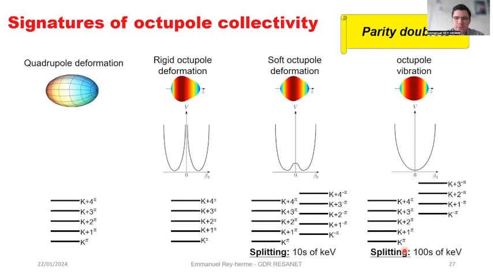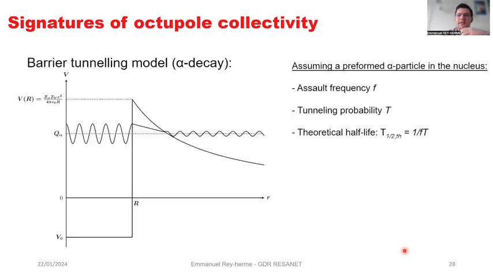The second signature we will need here, we will find it in alpha decay. Indeed, in the actinide, it's a region where the main decay mode is alpha decay. And one can modelize alpha decay through a barrier tunneling model, which was initially the Gamow model. One assumes that an alpha particle is already existing, preformed inside the nucleus, and that this alpha particle bounces off the potential barrier of the nucleus, the Coulomb barrier.